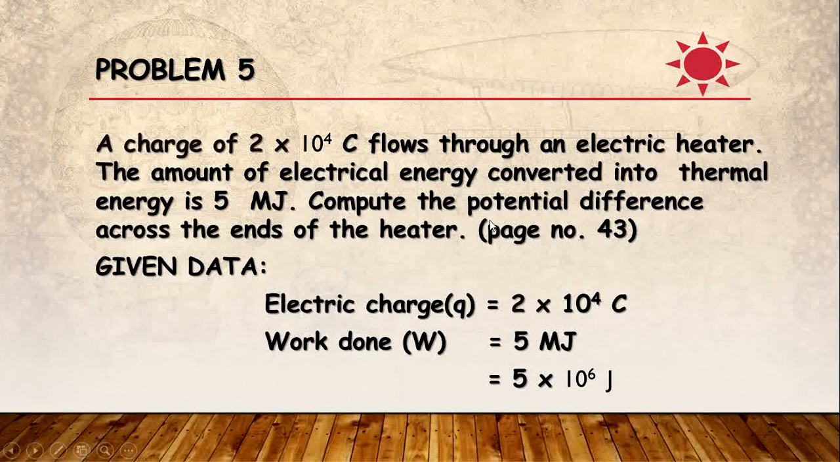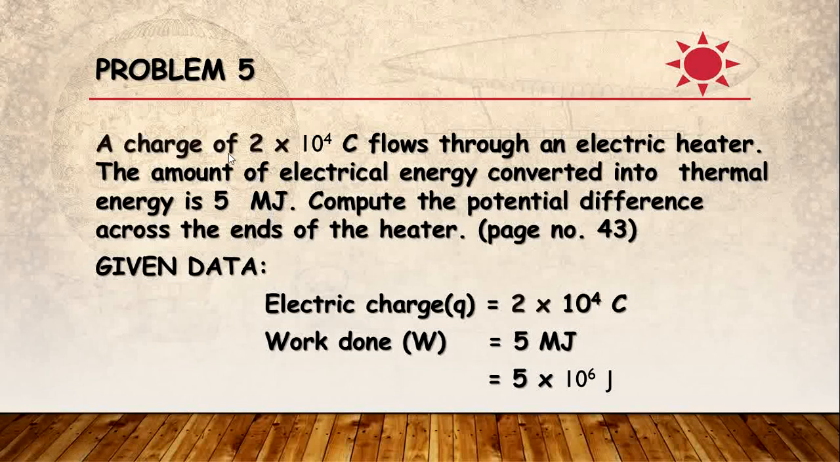Problem 5 in page number 43 in your book. A charge of 2 into 10 power 4 coulomb flows through an electric heater. The amount of electrical energy converted into thermal energy is 5 megajoules. Compute the potential difference across the ends of the heater.